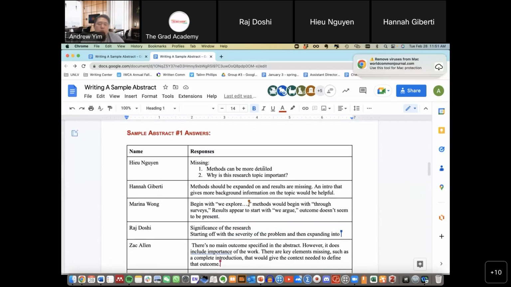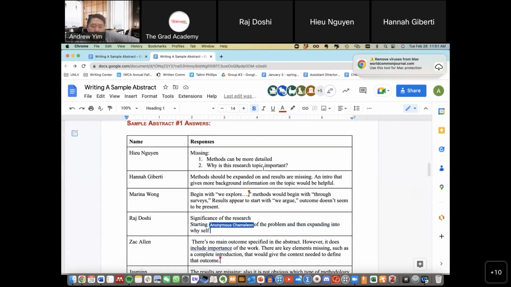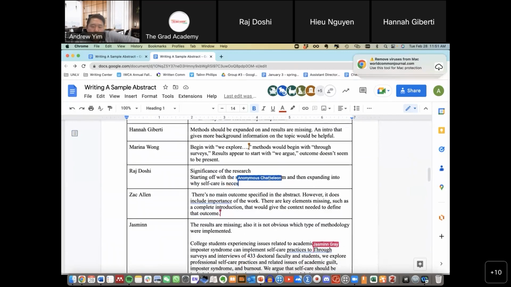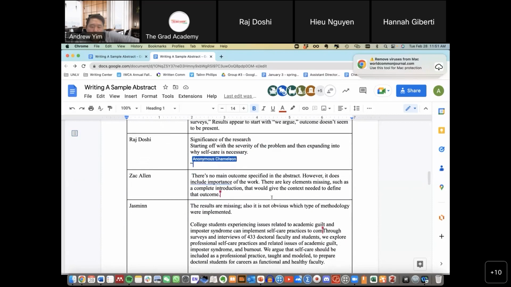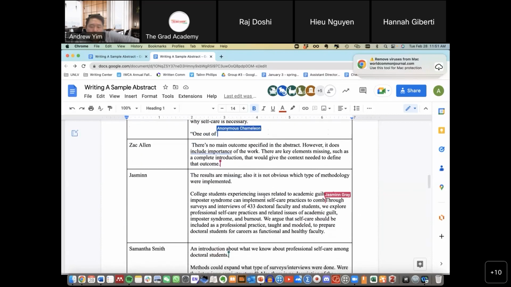Okay, yeah, so methods are more detailed. Why is this research topic important? Methods should be expanded upon, results are missing. Also, an introduction that gives more background info would be helpful before the methods begin. Significance of the research starting. There's no main outcome. Results are obvious. Yeah, okay, so through the Jasmine, college students explain issues. Through surveys to explore self-criticism and the issues of mental health. Right now, that's self-care.